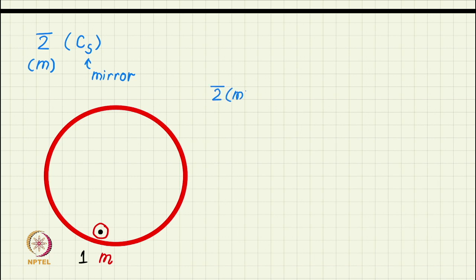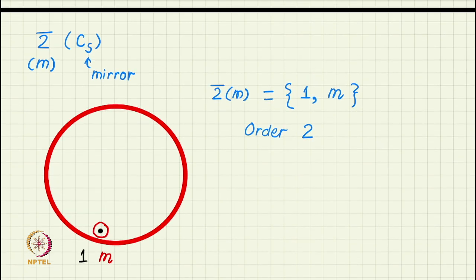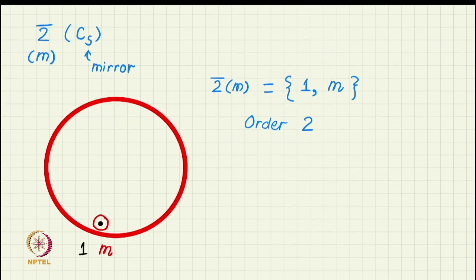and I can write my 2 bar group, which also can be represented as M, as an identity operation and a mirror plane. So, order is again 2 and you can again see that the number of proper operation which is 1 in this case and improper operation which is M, the 2 are equal, both are 1 and 1.